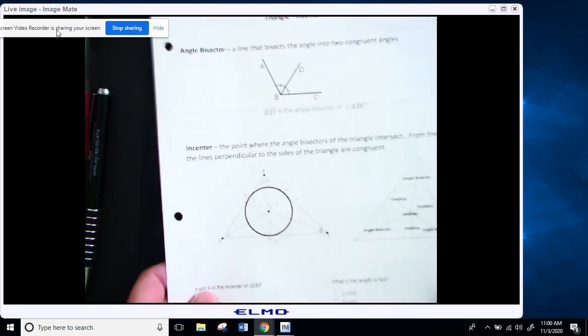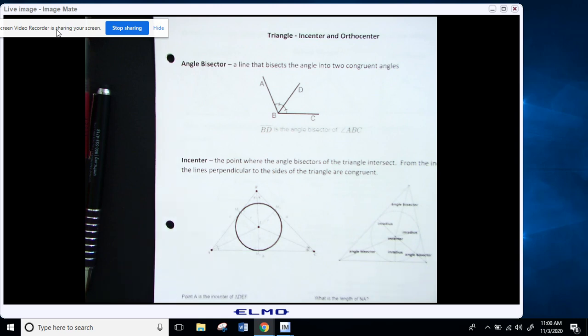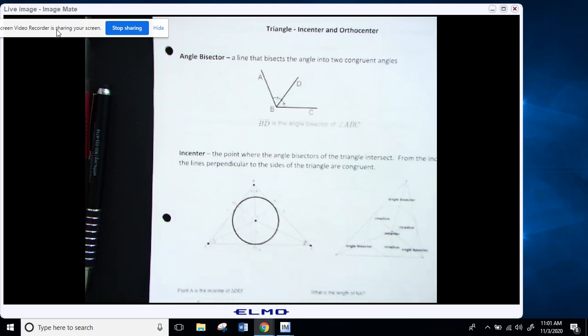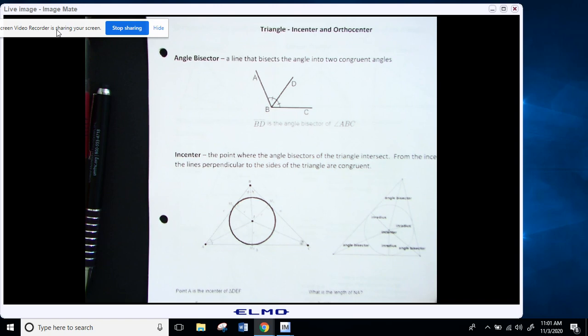Yesterday we talked about centroids and circumcenters, and today we're going to talk about incenters and orthocenters. All right, so a few more vocabulary.